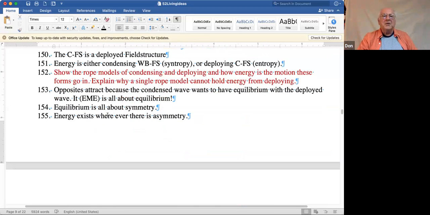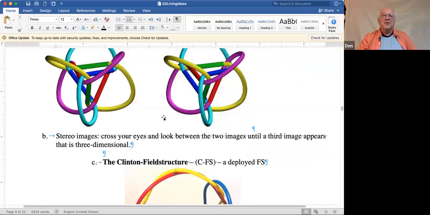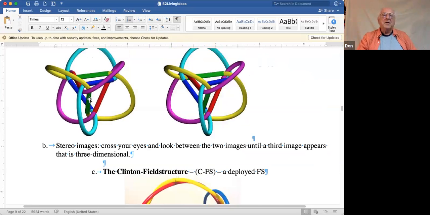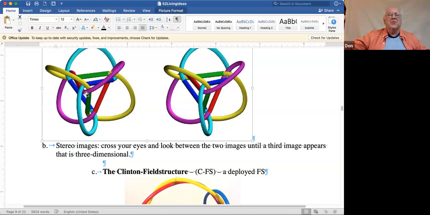Energy exists wherever there's asymmetry. So this is an asymmetry that is locked in this position and can't get out of it. These loops can't get by the other 2 loops in order to untwist. So by doing it 3-dimensionally, this form is stable. It won't explode.